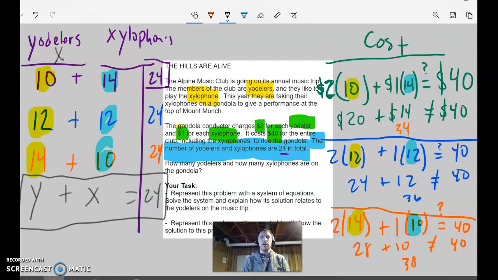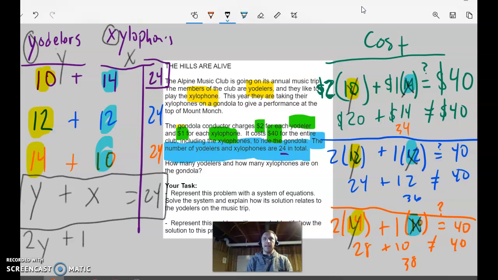So we're going to make this our y. That's not how you draw y. And make this our x. Because it makes sense, right? Sometimes we just start with that first letter. It helps. So if I'm testing this in, anywhere there was this y, we'd plug that y in instead of a number, and this would be our x. And what we just did is 2 times y plus 1 times x. 2 times our number of yodelers plus 1 times x, right? $2, $1. That needs to equal $40.